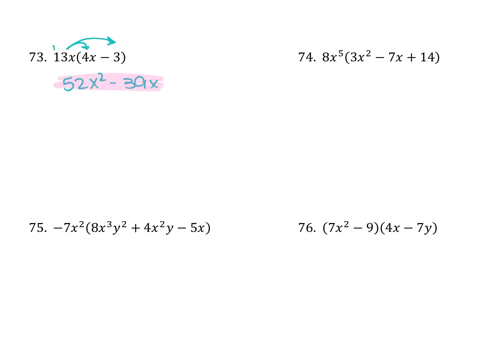For 74, we have 8x to the fifth power times 3x squared minus 7x plus 14. So we're going to do 8x to the fifth power times 3x squared, which gives us 24x to the seventh power. Then 8x to the fifth power times negative 7x squared is negative 56x to the sixth power. And then 8x to the fifth power times 14. The 8 times 4 gives us 32. Carry the 3. 8 times 1 plus 3 is 11. So that's 112x to the fifth power.